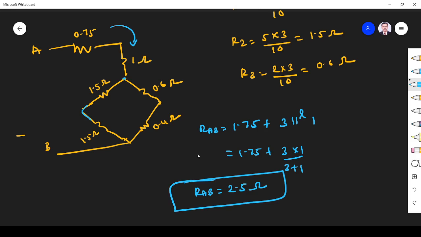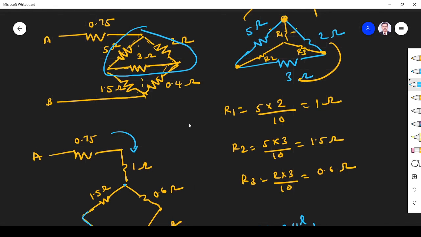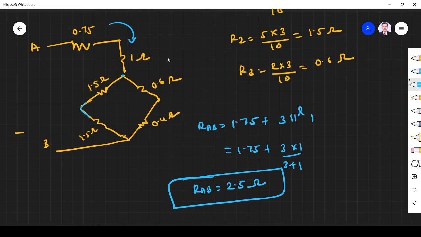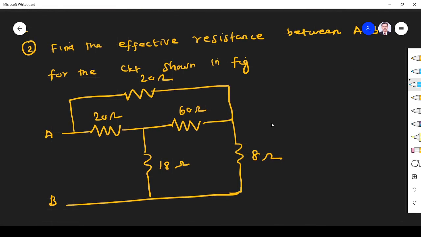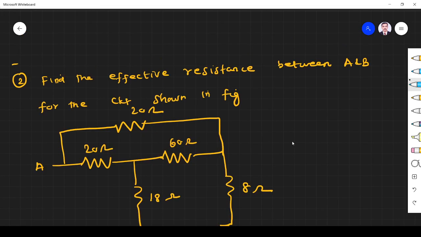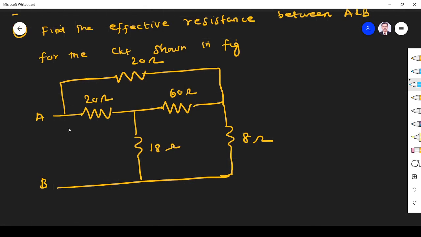In this way we have to reduce a bridge network into a simple network. Then I can find the equivalent resistance. Second problem: find the effective resistance between A and B. Again, they are asking for the equivalent resistance.